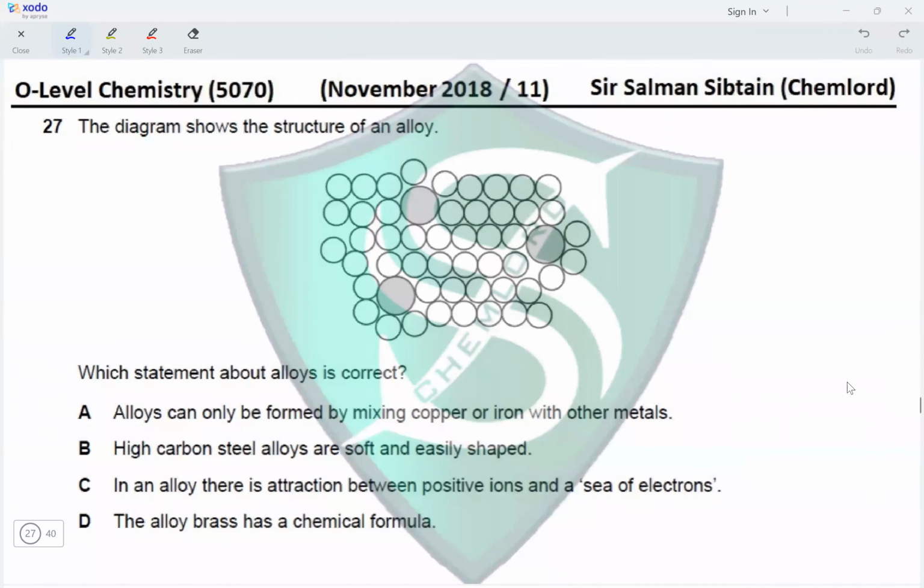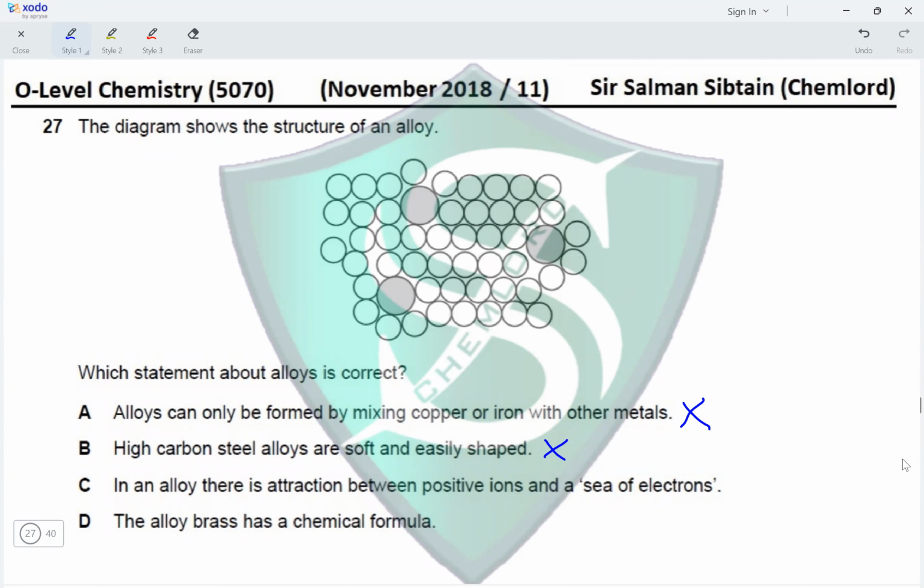Question 27. The diagram shows the structure of an alloy. Which statement about alloys is correct? Alloys can only be formed by mixing copper or iron with other elements. No, there are other alloys in which copper and iron are not present. So this is incorrect. High carbon steel alloys are soft and easily shaped. No, they are very hard.